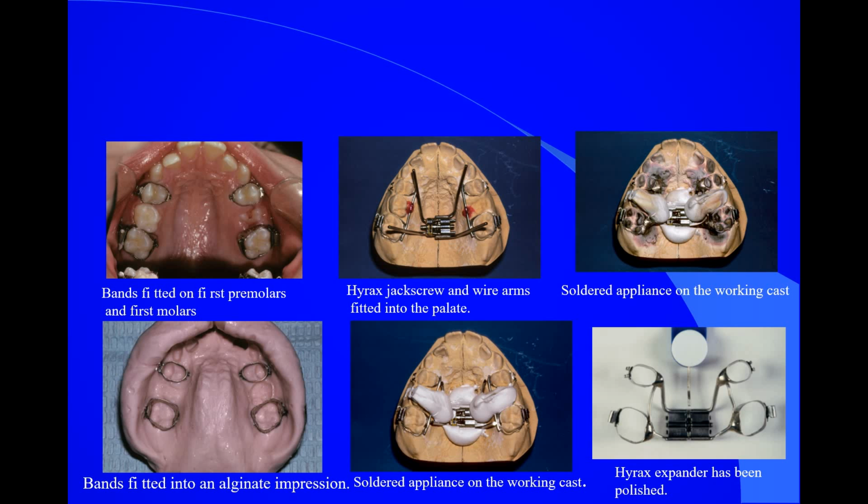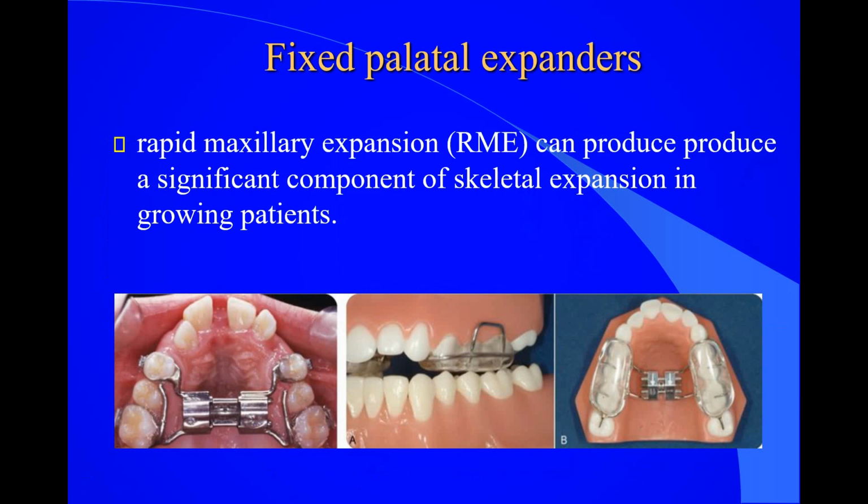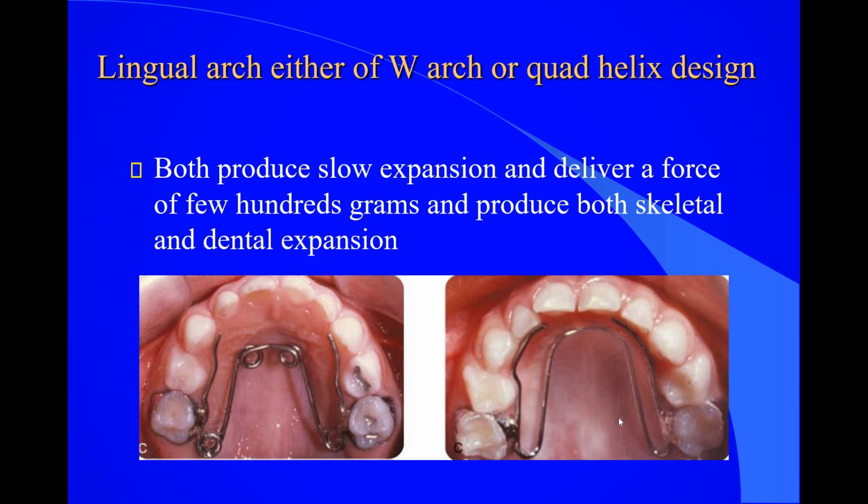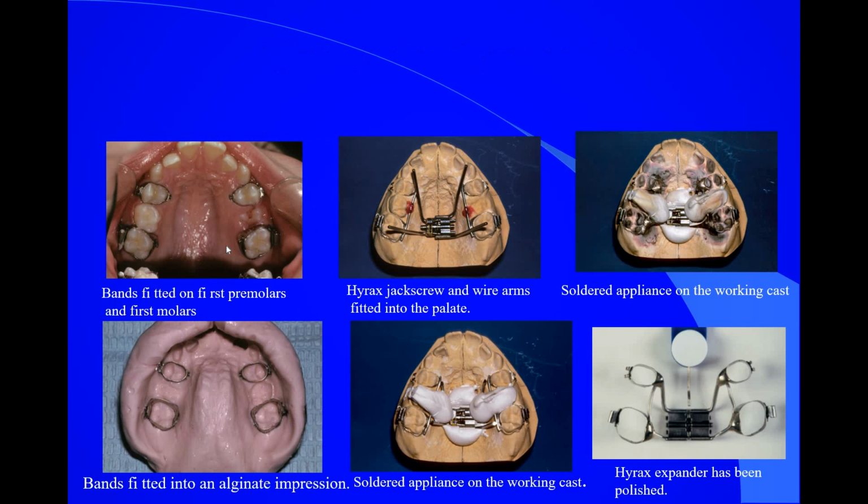Fixed palatal expanders, such as the quad helix, can be used for dental expansion, while rapid maxillary expansion, RME or RPE, rapid palatal expander, can produce a significant component of skeletal expansion in growing patients.